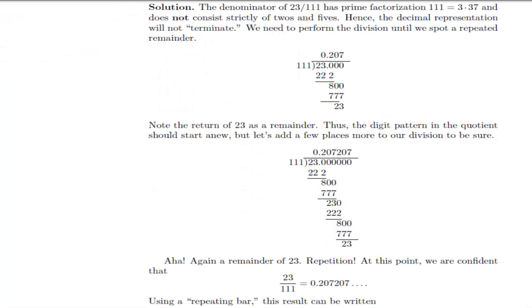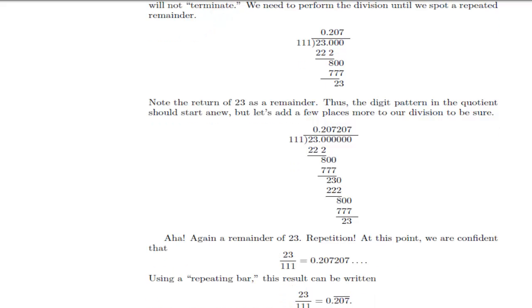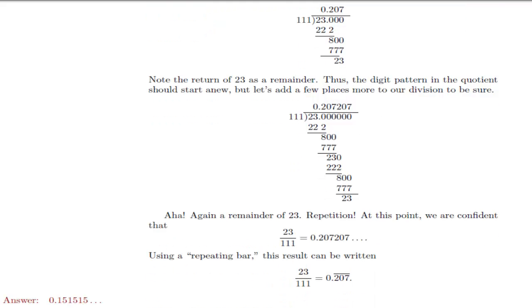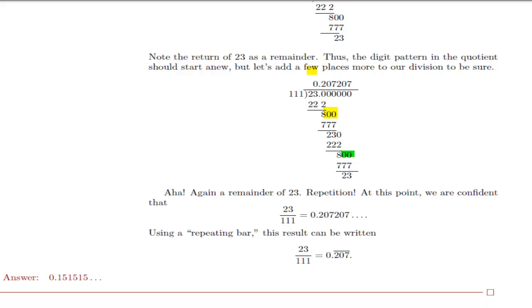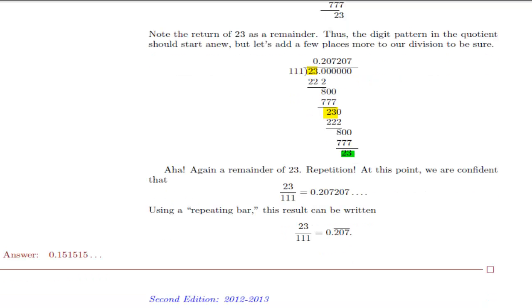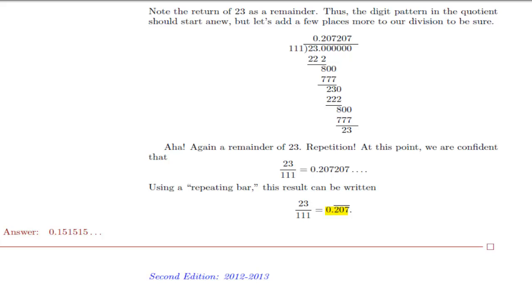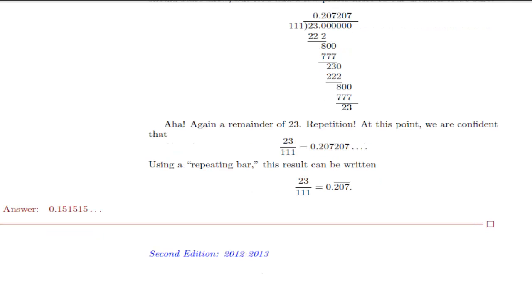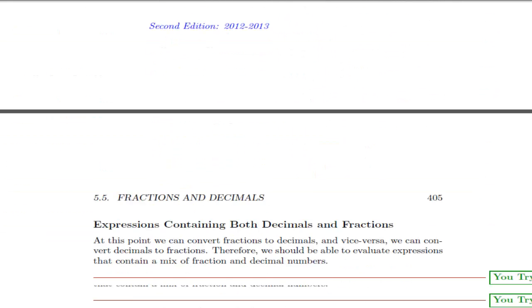Thus, the digit pattern in the quotient should start anew, but let's add a few places more to our division to be sure. Aha! Again a remainder of 23. Repetition. At this point, we are confident that 23 over 111 equals 0.207207, etc. Using a repeating bar, this result can be written 23 over 111 equals 0.207, with the repeating bar over 207.